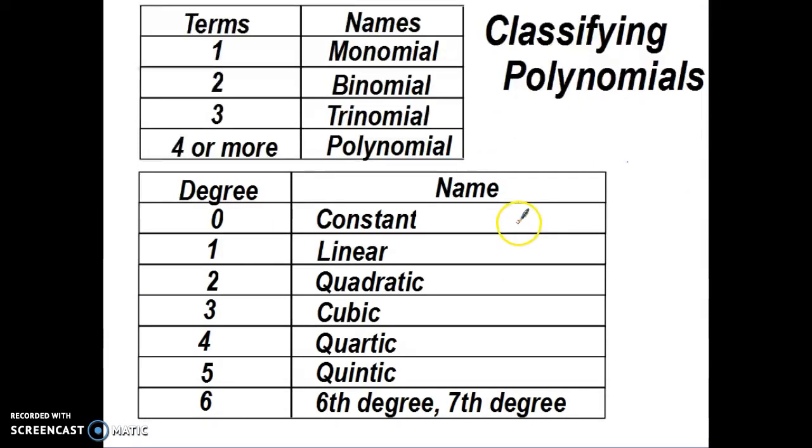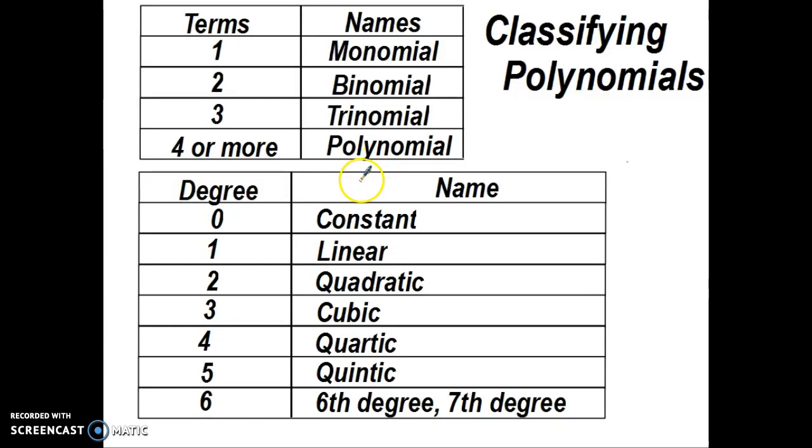Killing it. All right, so this is where we start classifying polynomials. So we know this: mono means 1, bi means 2, tri means 3. So binomials, trinomials, 3. And then anything 4 or more is a polynomial.